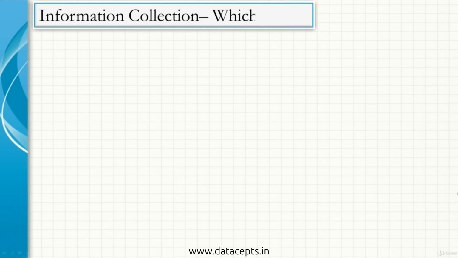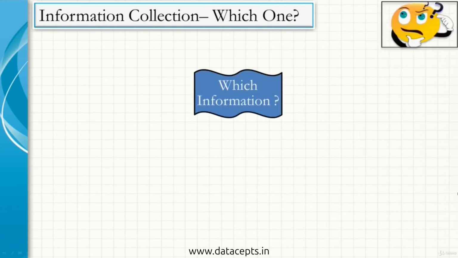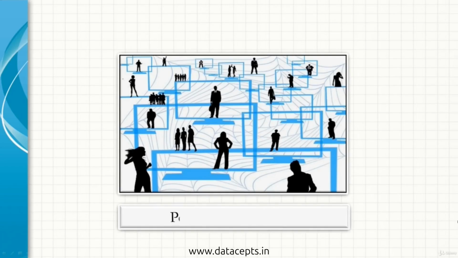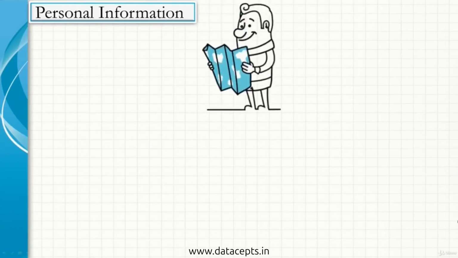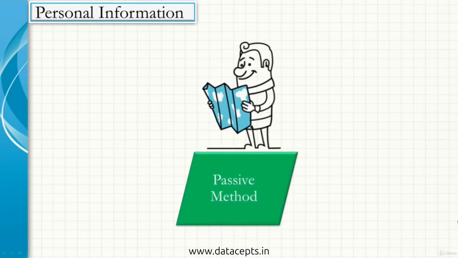Here we will be covering the personal information gathering phase. We'll start with personal information gathering with passive mode or passive methods. Personally identifiable information.